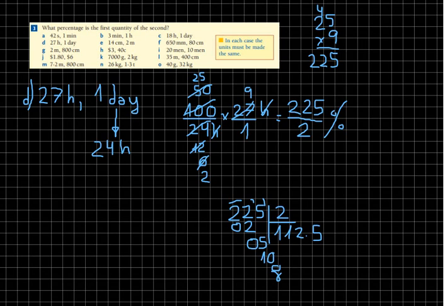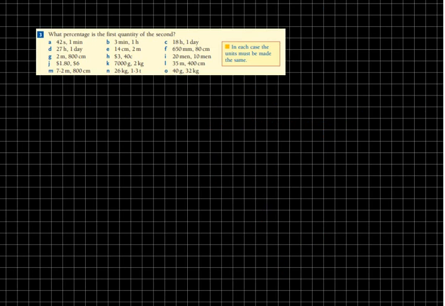So 225 halves percent is equal to 112.5%. So 27 hours is 112.5% of 24 hours. That's the end of this exercise. Let's go on with another one, this time with exercise J.